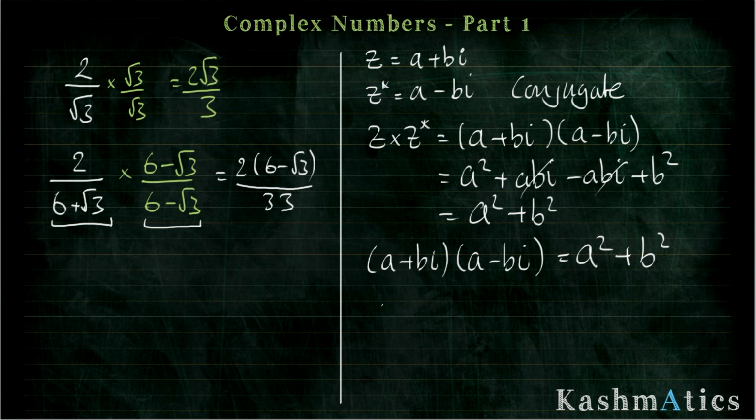So for example, if I had something like 5 plus 3i and I multiplied it by 5 minus 3i, what I'd end up with is 5 times 5 is 25, and this would be 3 times 3, which is 9, and that would give me 34. So these two complex numbers multiplied together have given me a real number. Not any pair of complex numbers will multiply to give you a real number. It has to be a conjugate pair. So we'll do some examples on how we can use this to divide by a complex number.